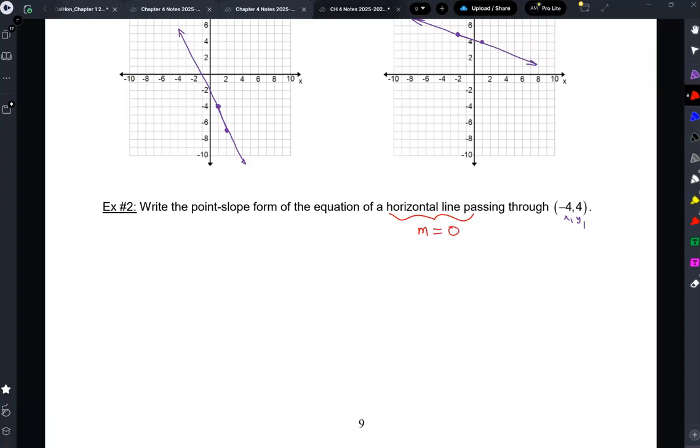Okay, so now here's what we're going to do. y minus y1 equals m(x minus x1). Okay, now plug in these values. Okay, go. Plug in these values.